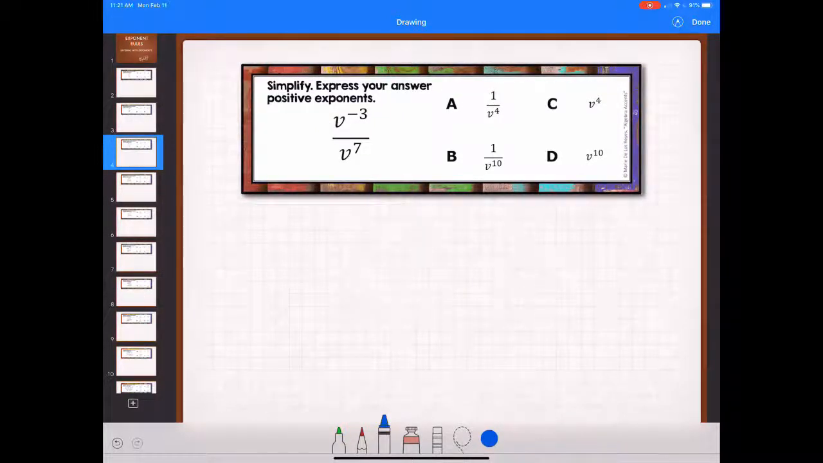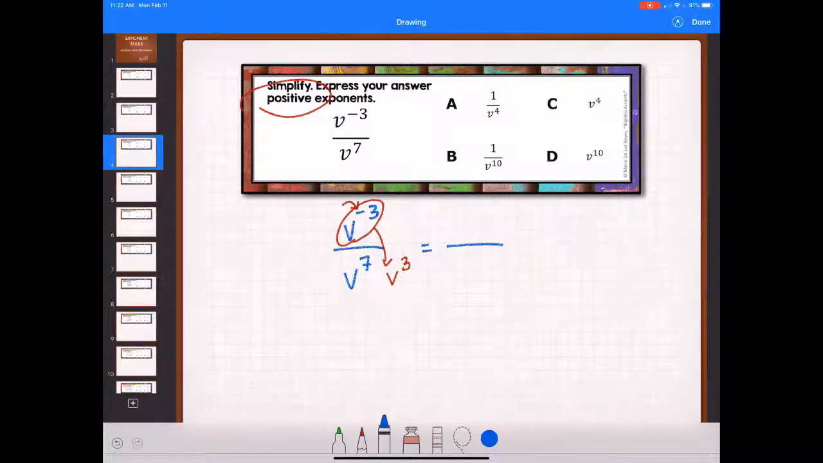Okay, so this example is a little bit different. If you notice, in the numerator we have a negative exponent, v to the negative 3rd. In the denominator, it's just v to the 7th. So we need to talk about what happens when you have a negative exponent. The rule is you're not allowed to have negative exponents. You need to have everything in positive exponents. So the way you switch it is you're going to take any variable with a negative exponent and you're going to switch sides on the fraction, and then it automatically turns into a positive exponent.